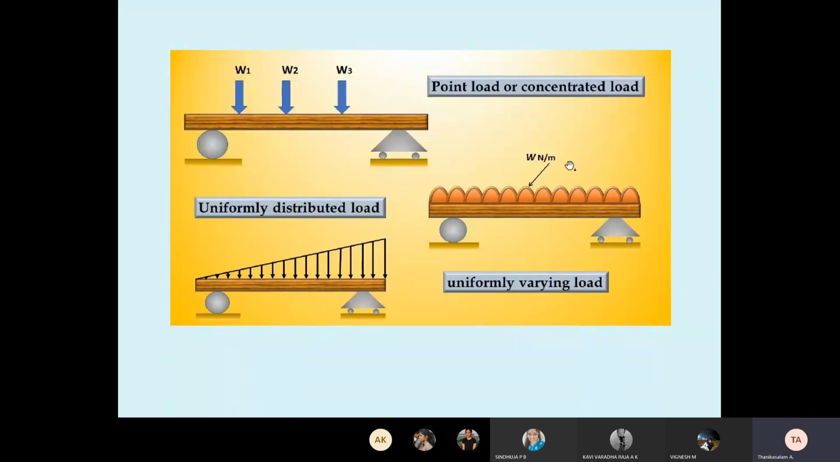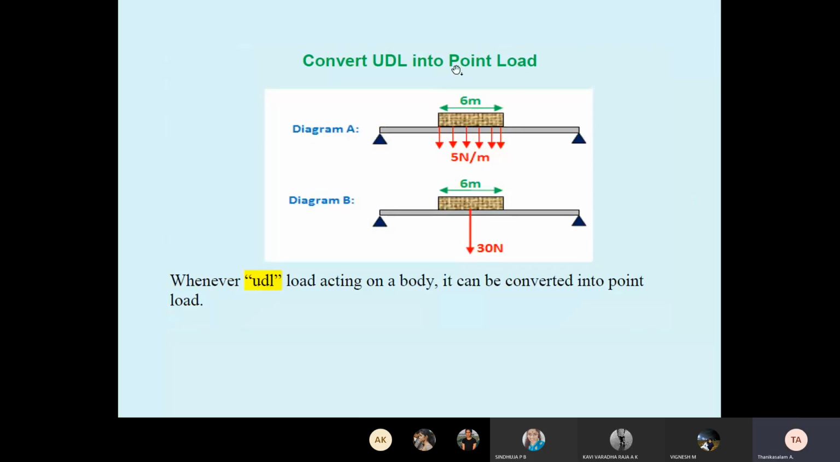Okay. See here, W1, W2, W3 are point loads. See here, only W equal to Newton per meter, that is called uniformly distributed load. Sir, what will we do, sir? If a point load is given, no need to worry, no need to convert anything. Whenever a uniformly distributed load is given, you have to convert it to a point load. Students understand?